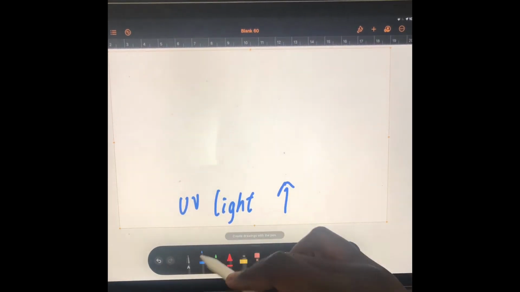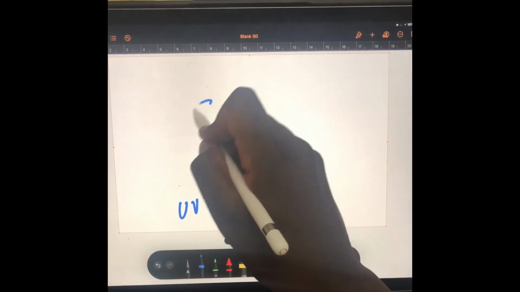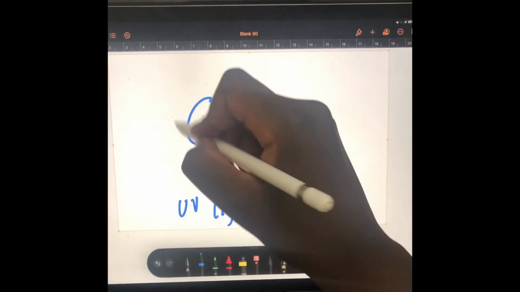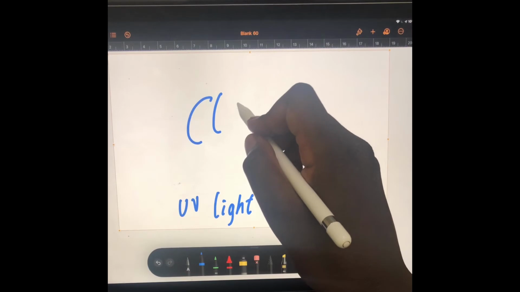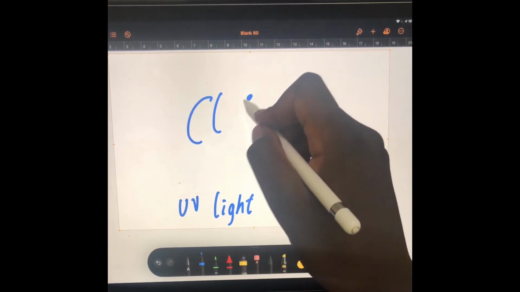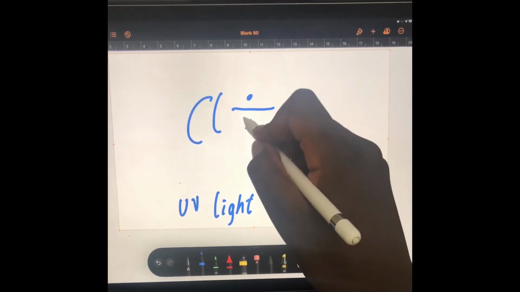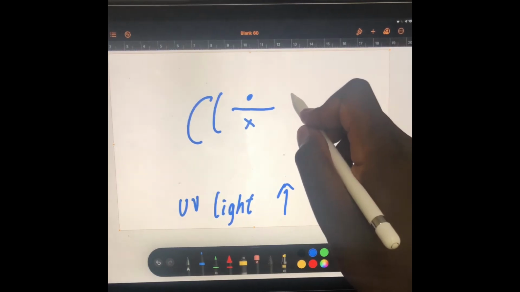So I'm gonna try and draw it again. So you have your Cl here. You already know it has the outer electrons there, so I'm not gonna draw that. And then you have a bond here, and it'll be sharing some sort of electron there.